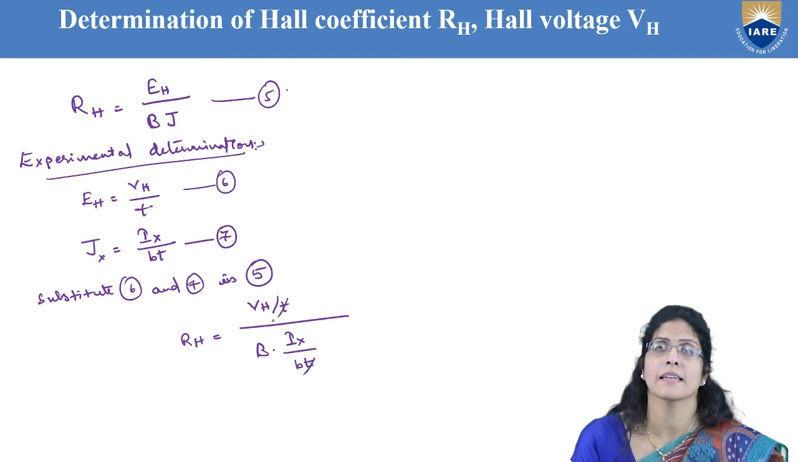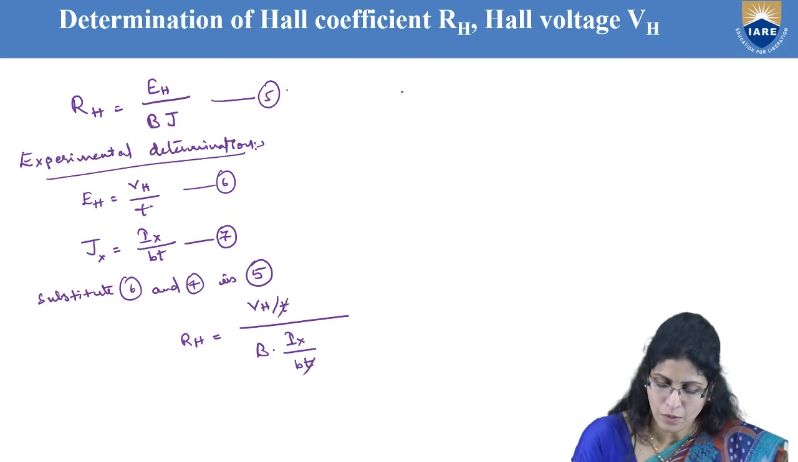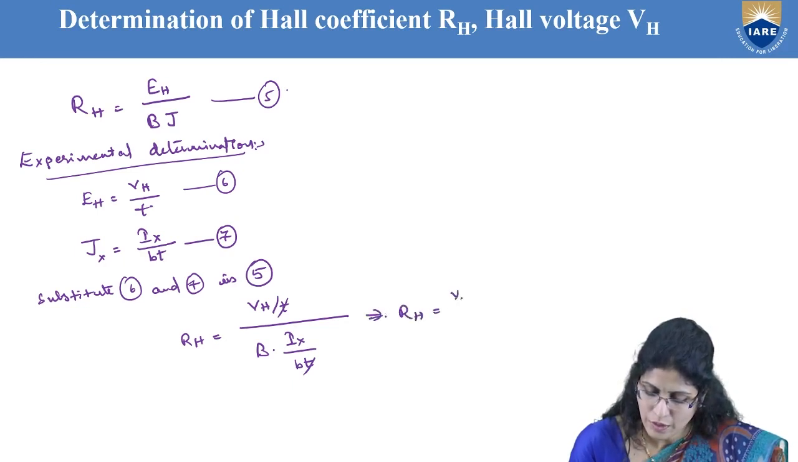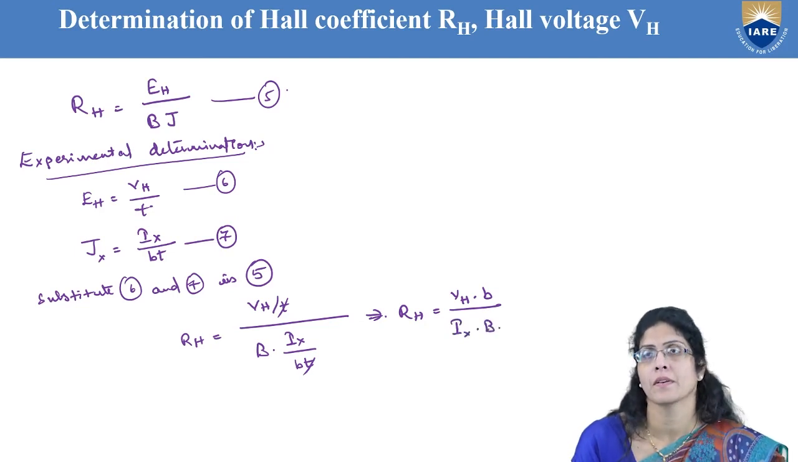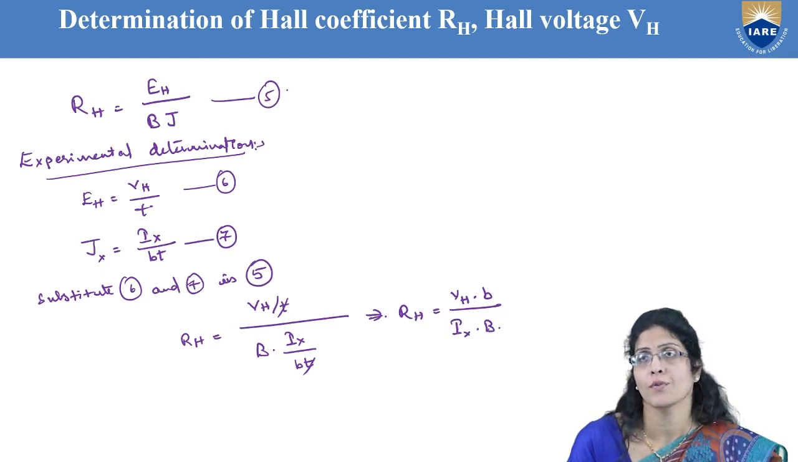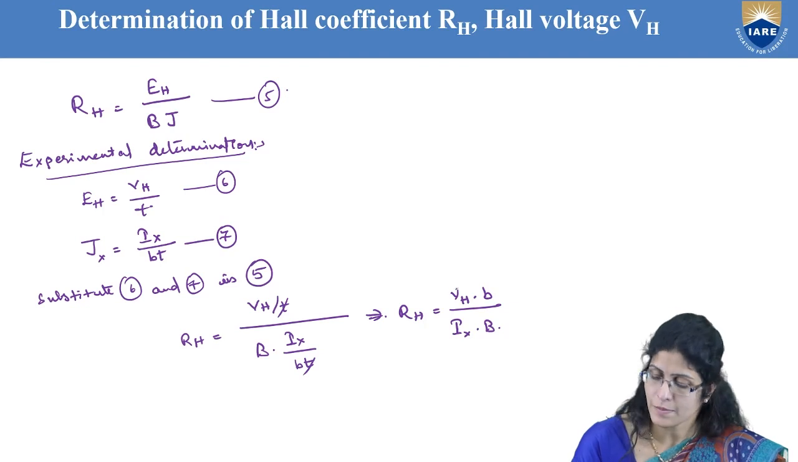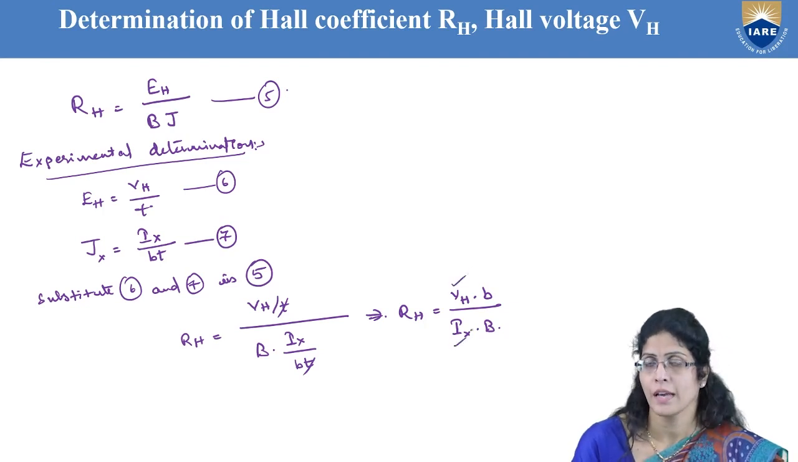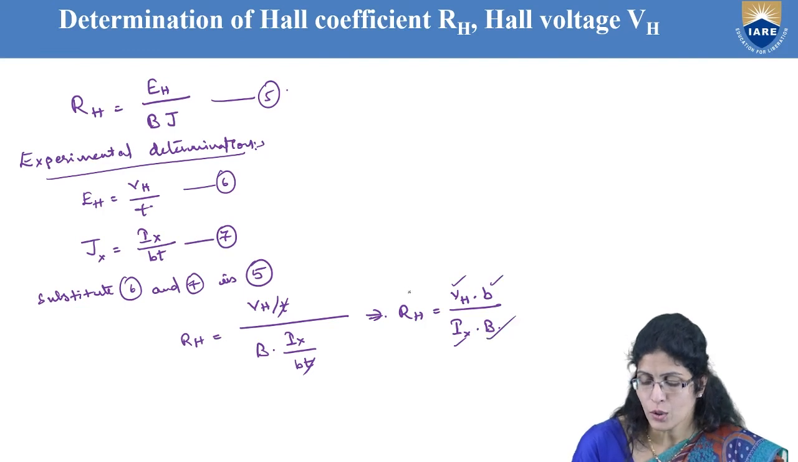So this and this get cancelled. Okay, so now you will end up with RH is equal to VH into B by IX into capital B. So if you are able to find out the VH, you can substitute here. You know the current which is flowing, and you know the applied magnetic field, which is B. Then you can get this RH, which is the Hall coefficient.